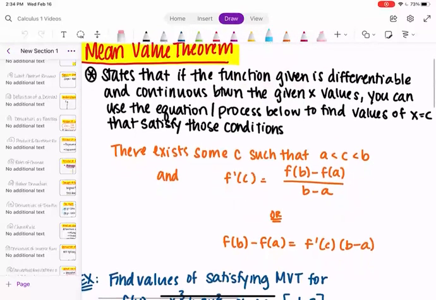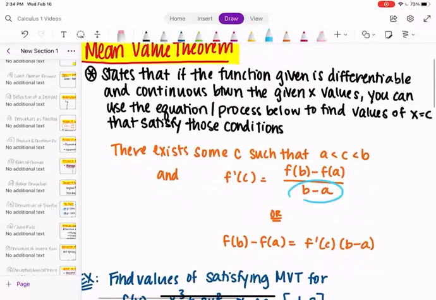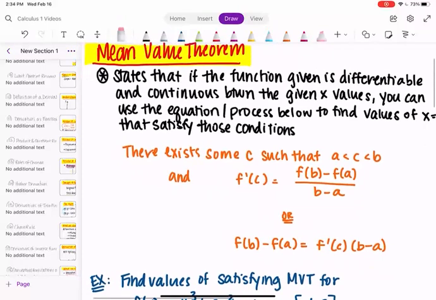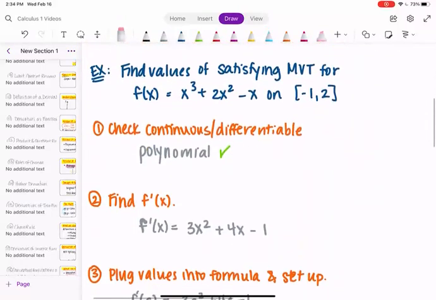And again, remember how I said they're related. If I were to take b minus a and multiply it over to this side, I get f prime of c times b minus a equals that numerator. So they're the same thing. It's just sometimes it's easier to look at one versus the other depending on the problem.